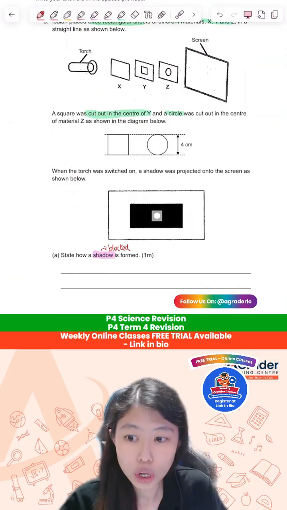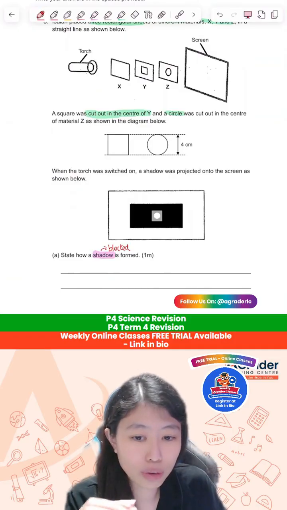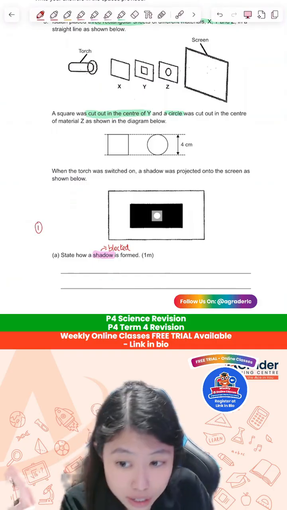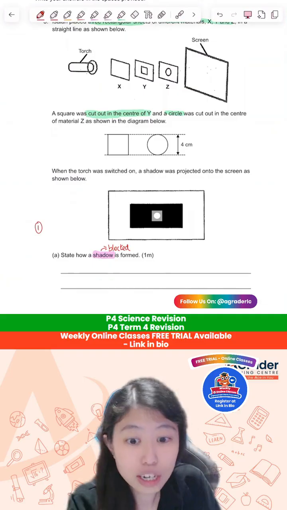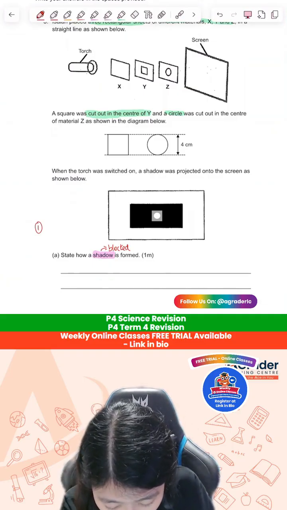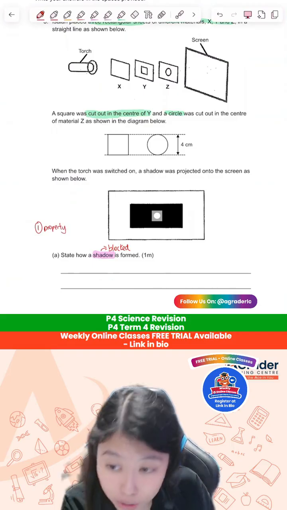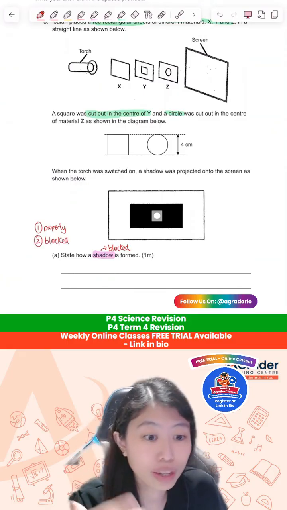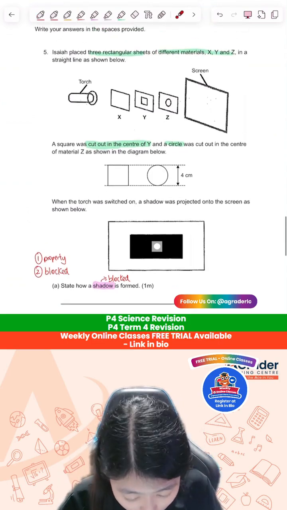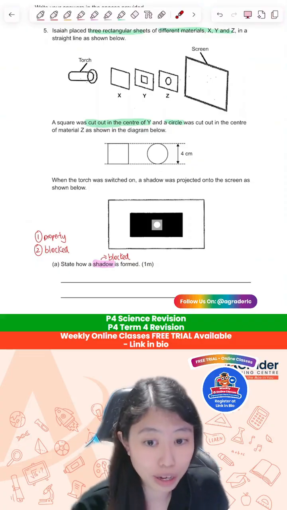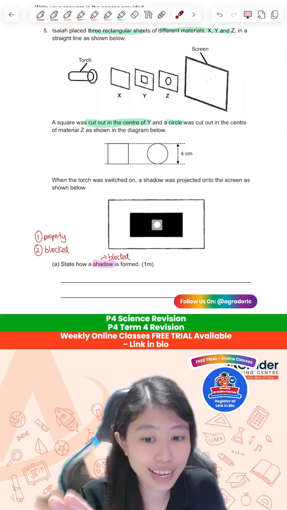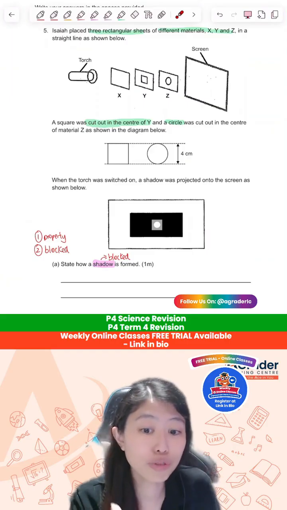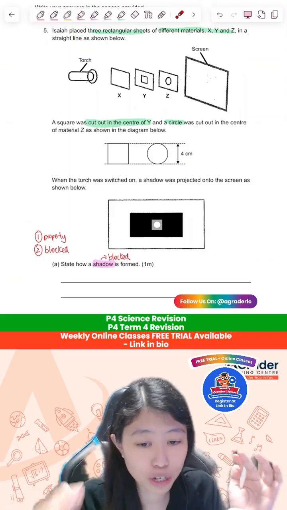Try to always write down the important property of light. First thing you must say is light travels in a straight line. That is the property of light. Secondly, it is blocked by what type of object? We usually say an opaque object, or you can say an object that does not allow light to pass through. If you forgot how to spell opaque, you can say it's blocked by an object that does not allow light to pass through.